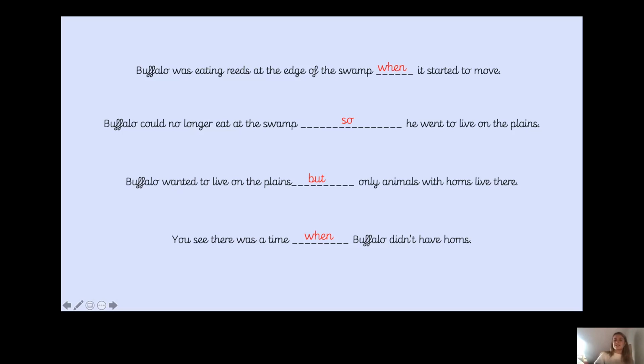At that exact moment in time, he didn't have horns. Okay, so when they're talking about, so you see there was a time, back in that time, he didn't have horns at that exact moment. Okay, so fantastic, well done if you got those correct. So now what we're going to do is create our own sentences using these conjunctions.